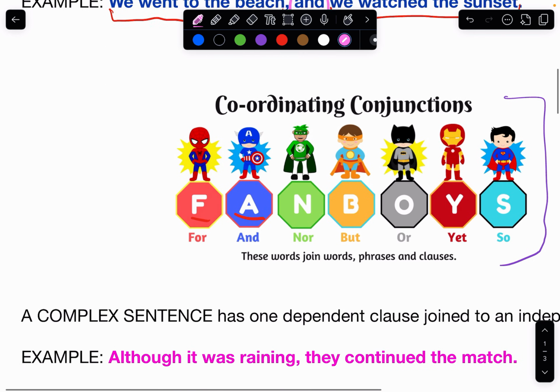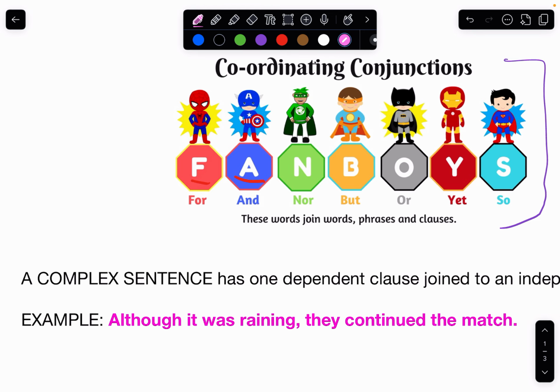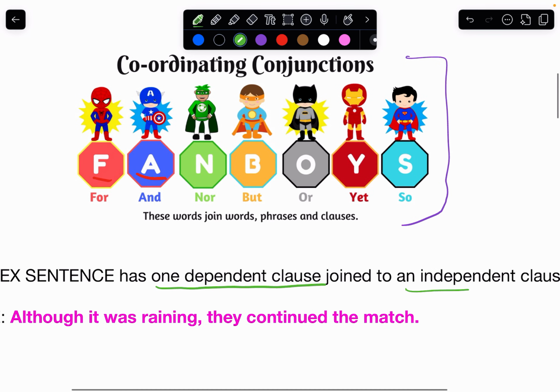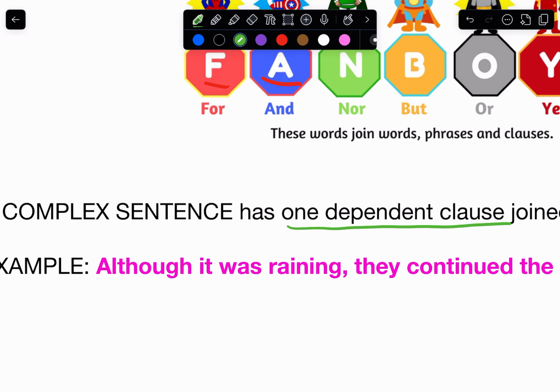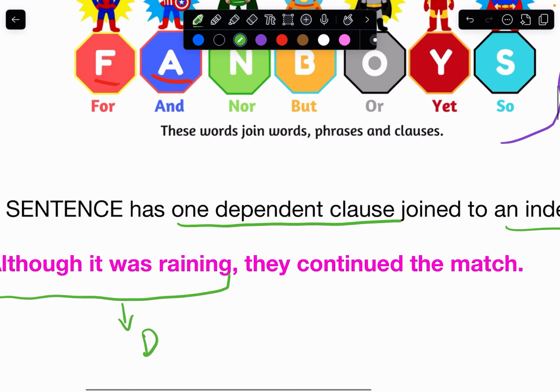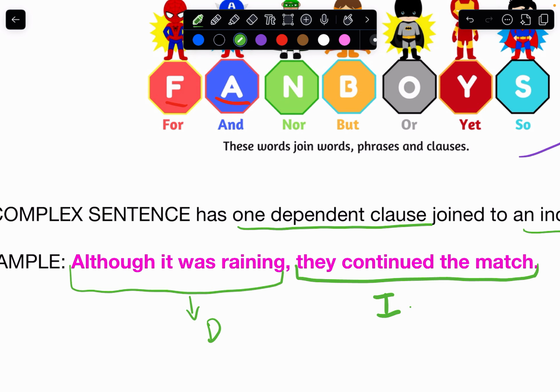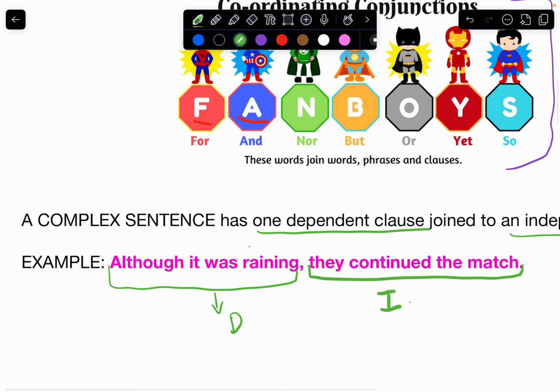Now, the next one is a complex sentence. Complex sentences have one independent clause and one dependent clause, right? So let's have a look at this one. Although it was raining, so this is a dependent clause because it doesn't make sense on its own. They continued the match. This is the independent clause, right? So essentially, one independent clause and one dependent clause makes a complex sentence.